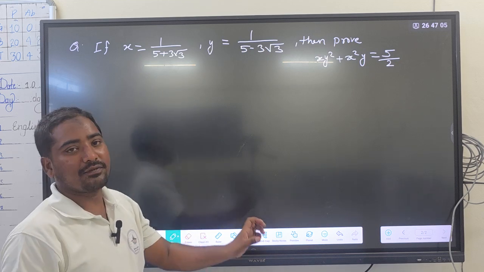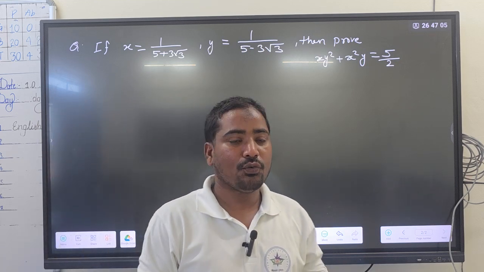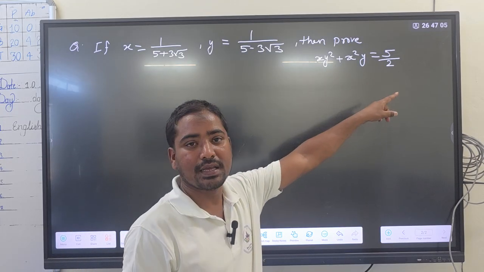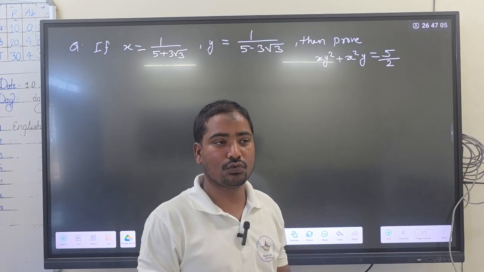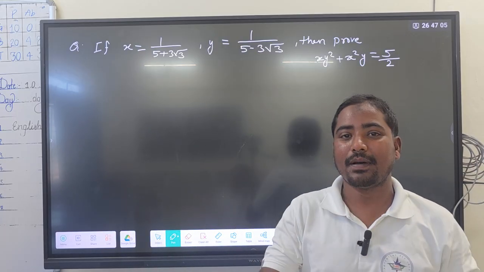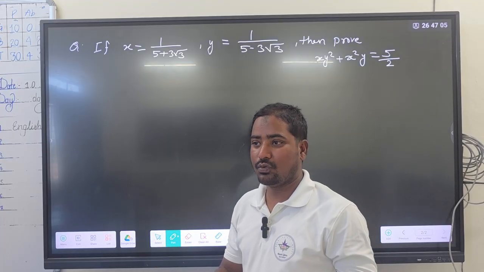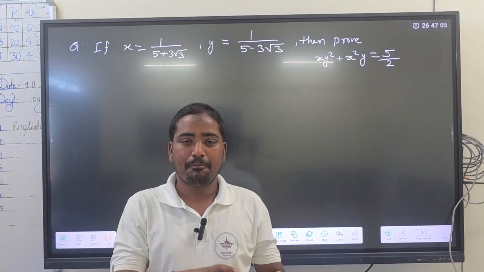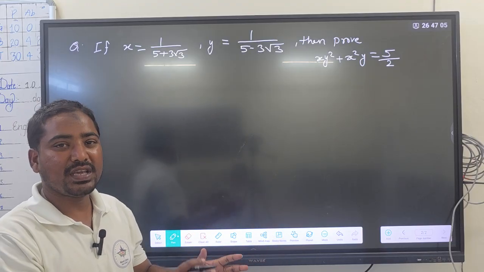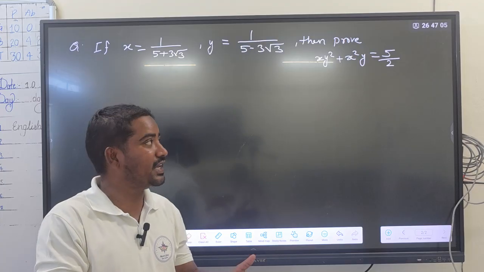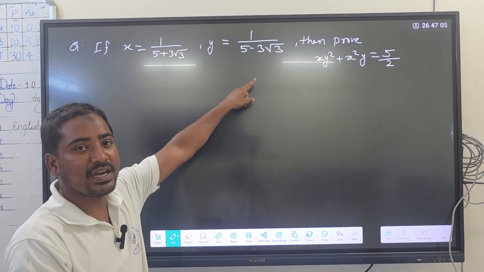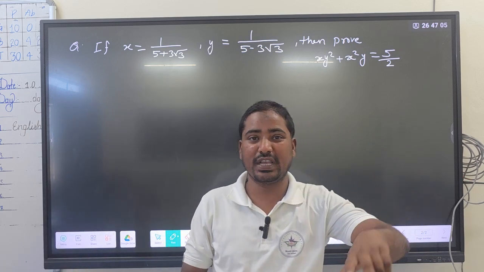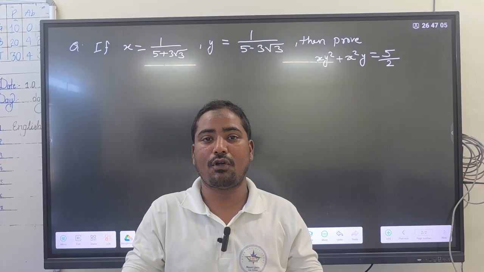We have been given the value of x and y, and we have to prove or find the value of xy square plus x square y is equal to 5 upon 2. So students, whenever you encounter such a question, first you have to bring in your mind that in this type of question we never keep anything with a root in the denominator. So we have to focus on how to get this root eradicated from there.